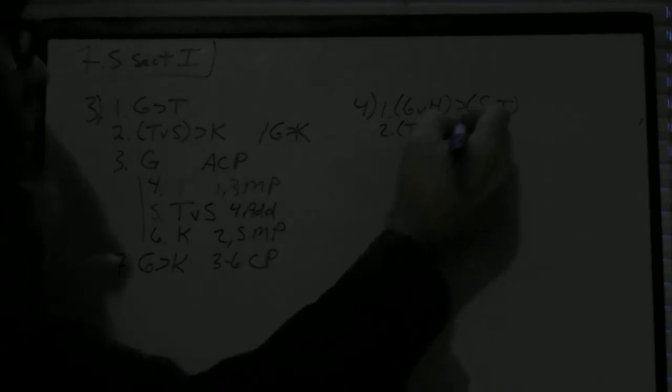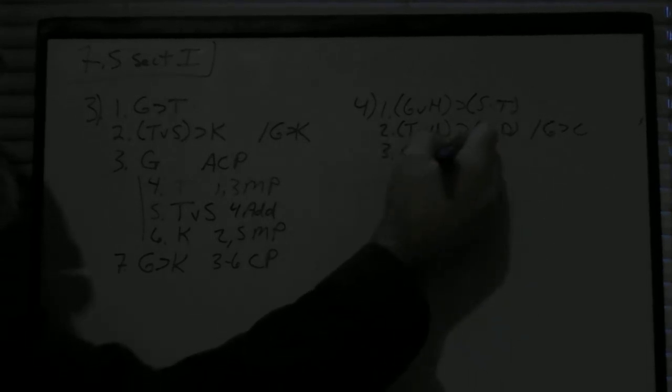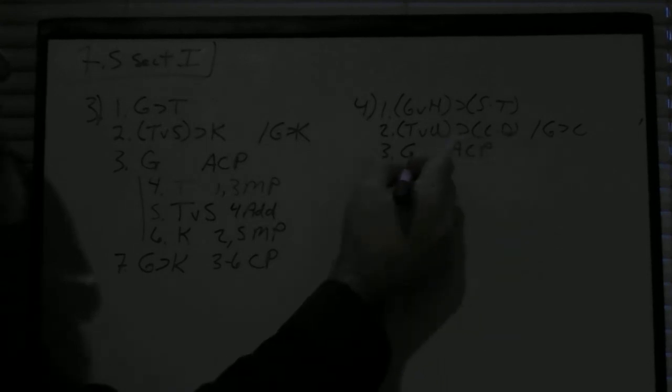Then C and D. Therefore, G then C. Alright, so again at line 3 I'm going to start by assuming the G, ACP, then we indent for the rest of this.